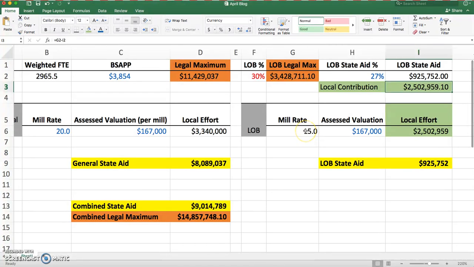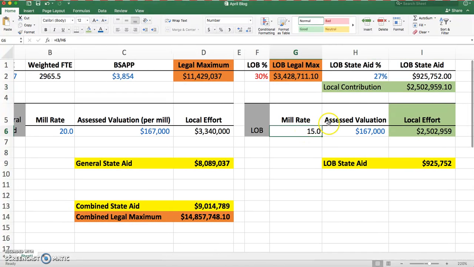So what I did for that mill rate is I very simply set that to calculate this local contribution divided by the assessed valuation. So what does one mill need to generate, or what do those millage need to generate totally to generate that remaining 73%?